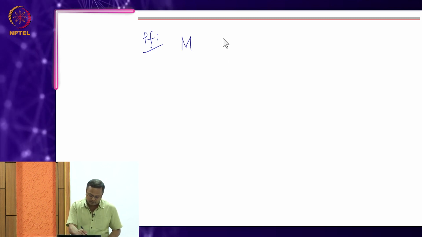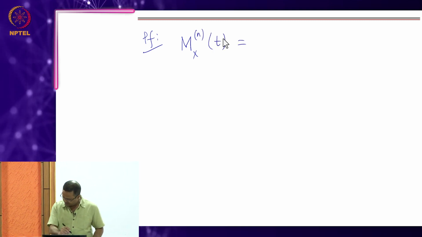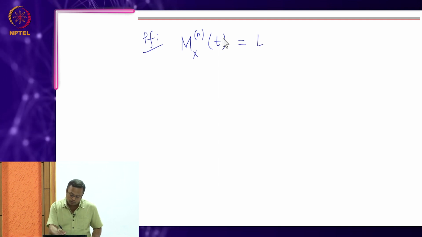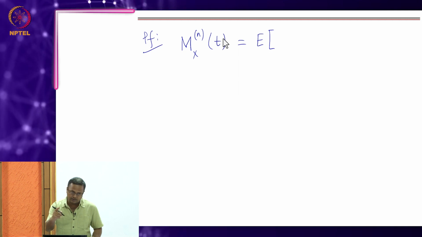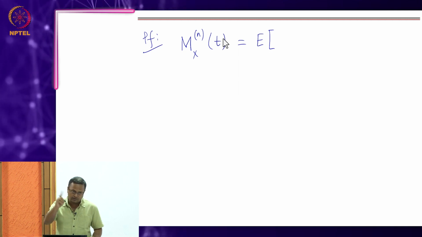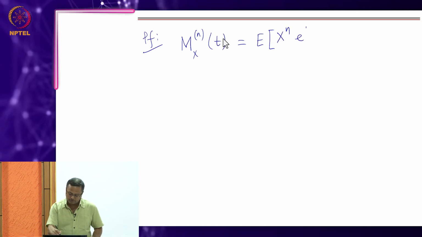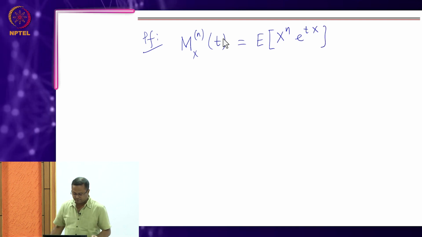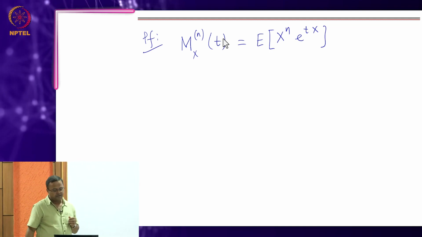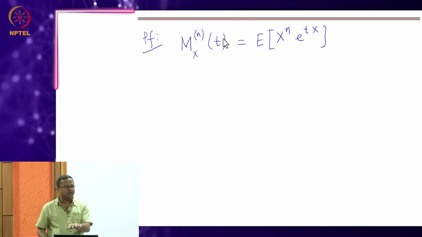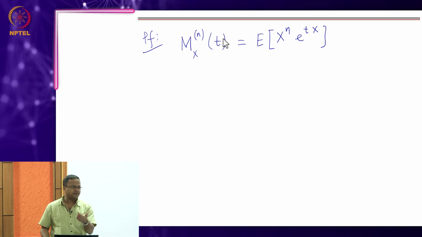So, let us look at the nth derivative of this. This would evaluate to, you are differentiating e to the power of tx in terms of t, right. So, x comes down, it comes down n times, e to the power of tx, right. Actually, you can do this when you can swap the differentiation and expectation.